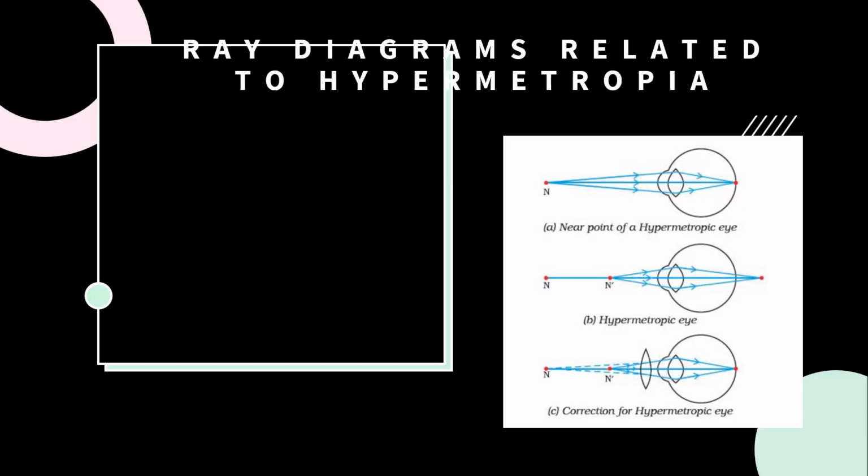So these are the ray diagrams that are related to hypermetropia. First ray diagram is telling us about the near point of a hypermetropic eye. Second, it's showing us the hypermetropic eye. Third, it's showing what happens after the correction of the hypermetropic eye. Now let's go to the next slide.